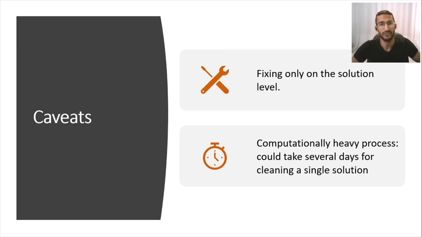So this EMP procedure has two main caveats. First, it marks GO terms at the solution level and not per module individually. Second, it is a computationally heavy procedure, and it could take even several days to fix a single solution.